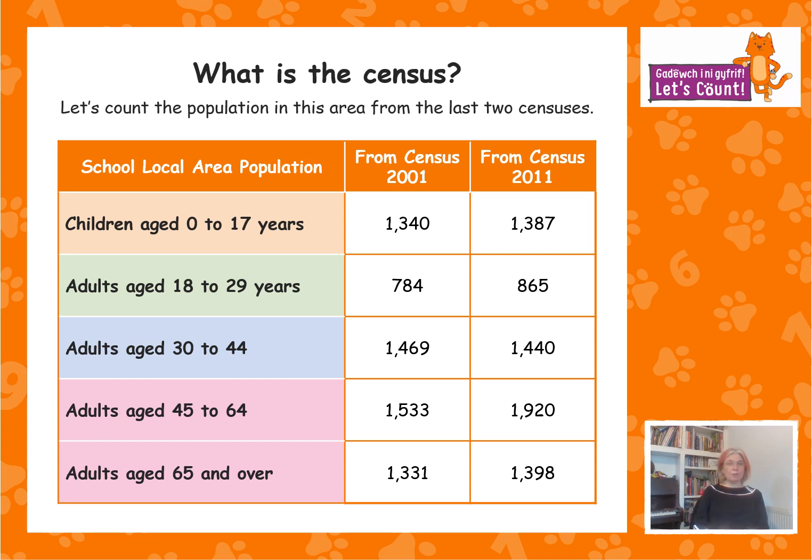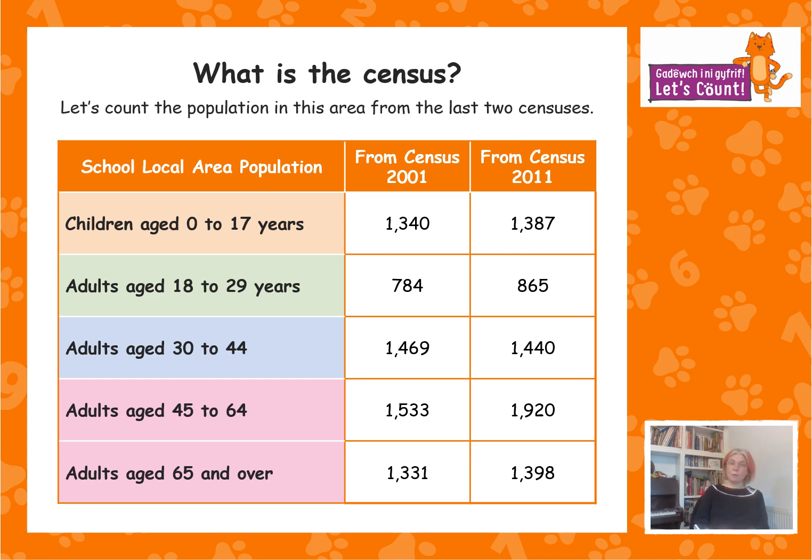Let's think about the children who were 0 to 17 in 2001. If you'd just been born then, you will still be in the 0 to 17 group in 2011. But if you were 17 in 2001, then you will now appear as one of the 18 to 29-year-olds in the 2011 census data.